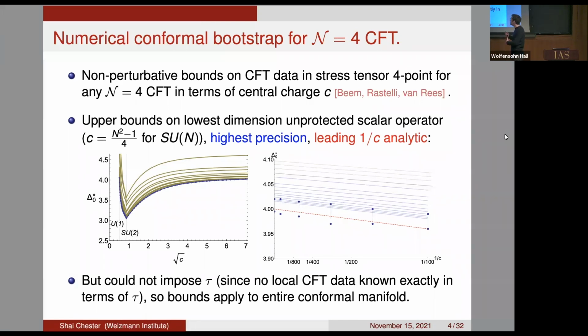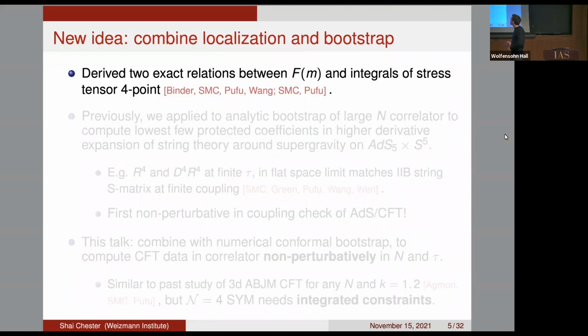In some sense, you could say numerical bootstrap is complementary to localization. Numerical bootstrap allows you to study a very wide variety of things, all kinds of scaling dimensions and OPE coefficients, but you can't put in tau, whereas localization knows how to put in the value of tau, but it's limited to way fewer quantities, only protected stuff and only non-local stuff. So in today's talk, I'm going to show how to combine these two non-perturbative methods to get the best of both worlds.